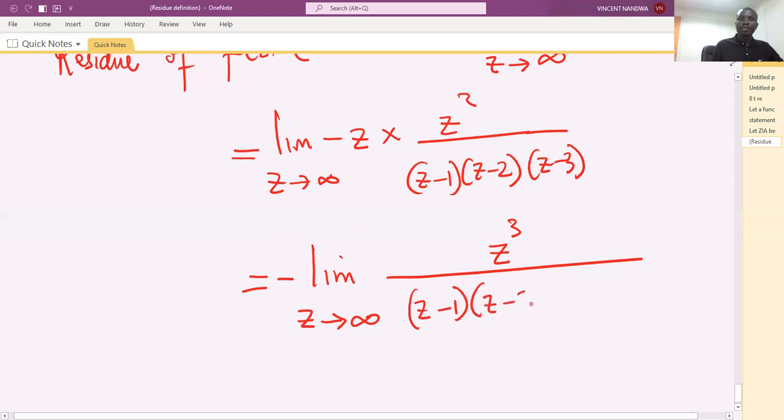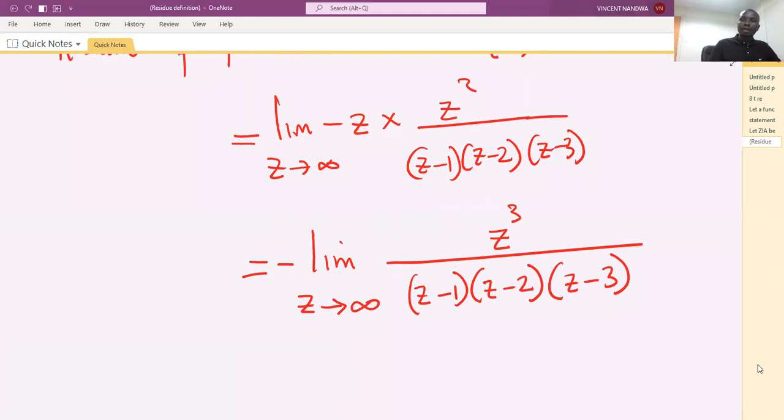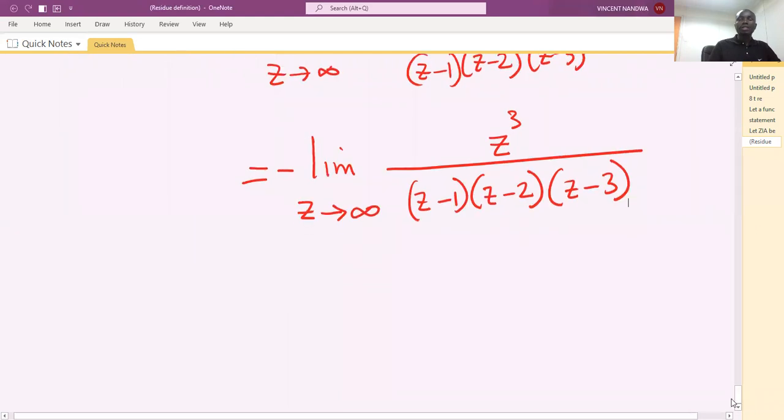Z minus 2, Z minus 3. Now we want to be smart in solving this limit. So this is how we are going to work it out. You see, Z cubed is the same as Z times Z times Z. So I can write this one as negative limit Z approaches infinity.